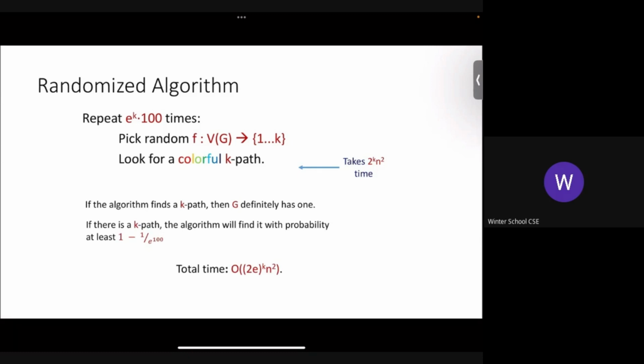And then the total running time: I'm repeating the experiment e to the power k times, and every time I spend 2 to the k time to run the experiment. So the total running time is 2e to the power k times some polynomial.